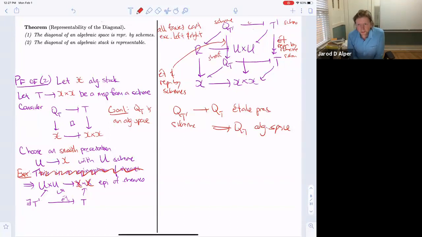And so we get that as an algebraic space. This case was easier because we only needed to show it was an algebraic space. Okay, now I want to talk about some consequences of this.